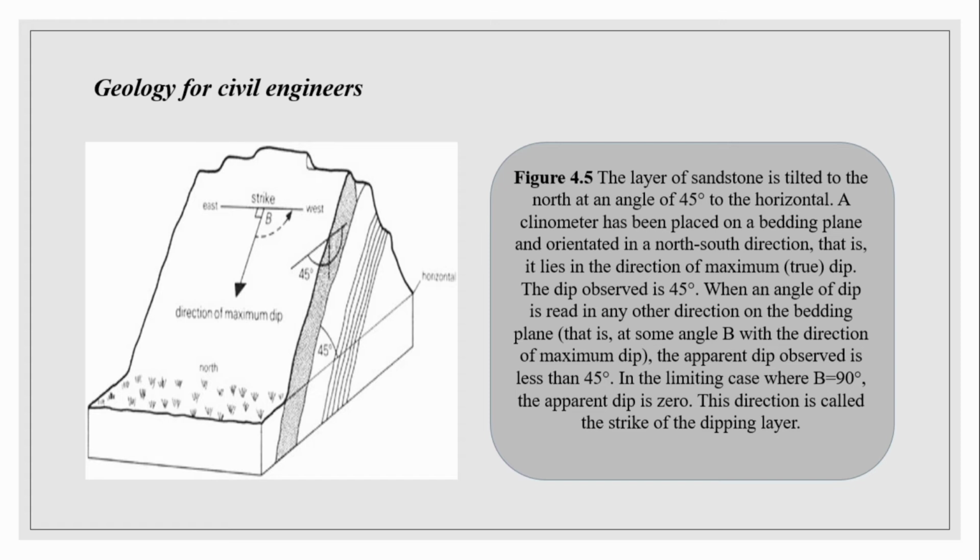In the direction of maximum dip, the true dip is observed as 45 degrees. When an angle of dip is read in any other direction on a bedding plane, that is at some angle B with the direction of maximum dip, the apparent dip observed is less than 45 degrees. In the limiting case where B is 90 degrees, the apparent dip is 0. So I'm going to call this direction the strike of the dipping layer.